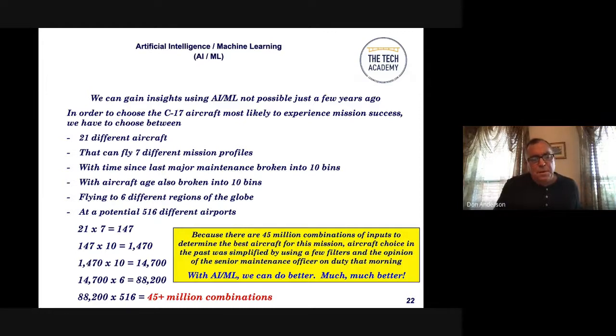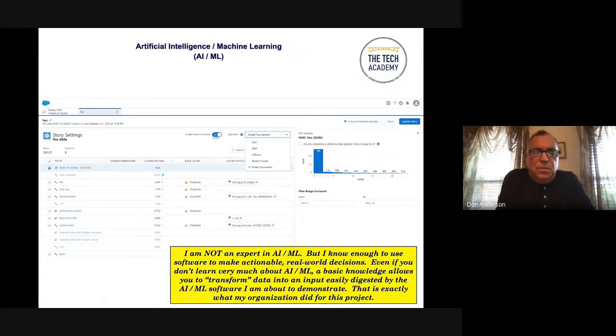With the way we positioned this data and with all of the Python transforms, we set the data up in a way where we can feed it into an AI ML platform and come up with some pretty good answers. So I am not an expert in AI ML, but I know enough to use software to make actionable real-world decisions. Even if you don't learn much about AI ML, just the basic knowledge of what it does allows you to transform data into an input easily digested by the software that I'm about to demonstrate. That is exactly what my organization did for this project.